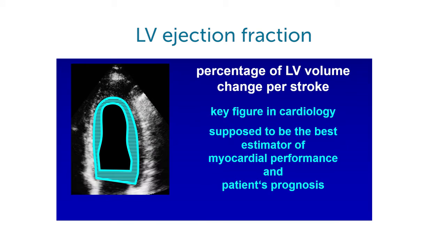This ejection fraction, or this percentage left ventricular volume change per stroke, is a very good and very well established surrogate parameter for myocardial function, and it's actually a key figure in cardiology. And there is no single echocardiographic report that goes out of the lab without ejection fraction. And it's supposed to be a good estimator of myocardial performance and also patient prognosis.